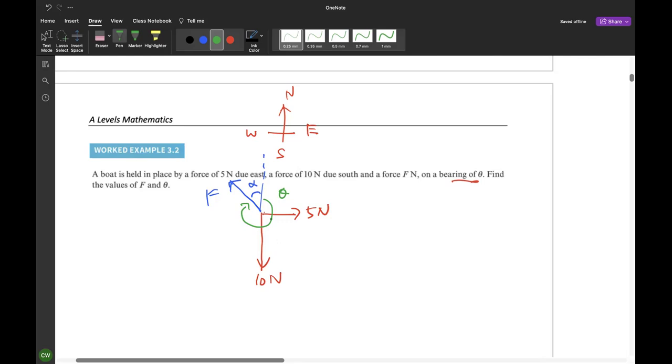Okay, so we can start resolving the force. How to resolve the force? Resolve vertically. Up is cos. Going down is 10. Resolve horizontally. To the left is sine. Okay, now how to find the F and alpha?